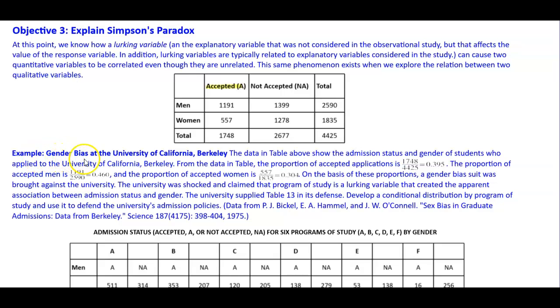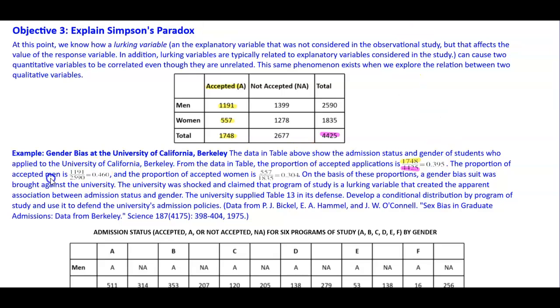Okay, now in this example, gender bias at the University of California, Berkeley. The table above shows the admission status and gender of students who apply to the University of California, Berkeley. Now from the data in the table, the proportion of accepted applications is the following: 1,748, because when you add the men and the women, we get 1,748. And then we're going to divide it by the total in the table, and that gives us 0.395.